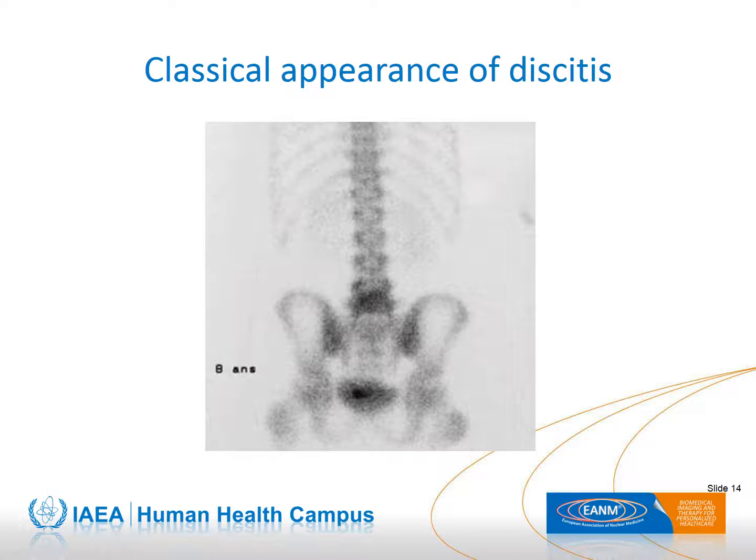Spinal bone infection or discitis leads to rectangular increased uptake in the bodies of the two vertebrae on each side of the infected disc.